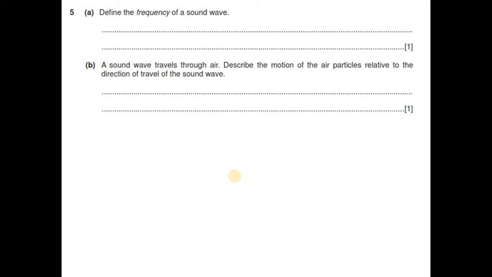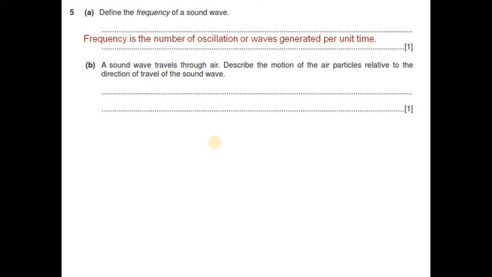Define the frequency of sound waves. So the general concept of frequency is number of cycles per unit time, or number of oscillations per unit time, number of waves generated per unit time. So you can define frequency as the number of oscillations or sound waves generated in unit time. It is called frequency.